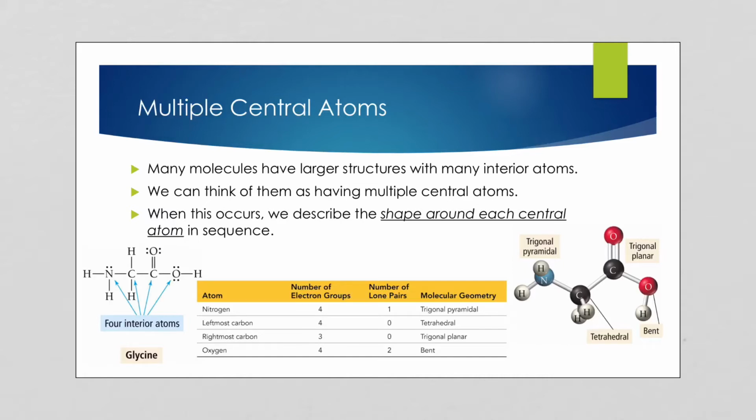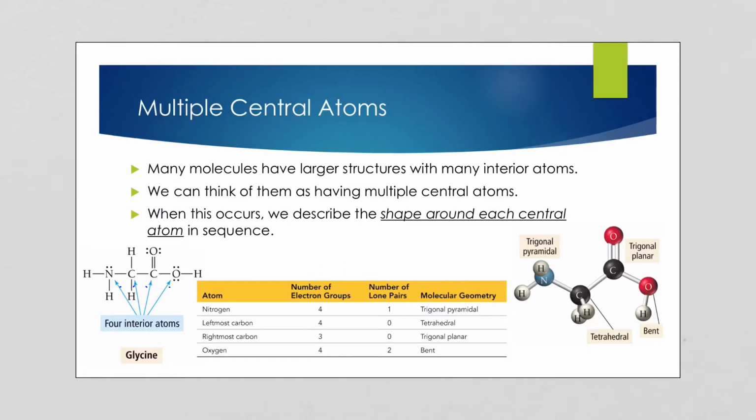So we talked last time about normal structures that we've looked at that have one central atom and are surrounded by some other number of atoms and/or lone pairs. But what if we have larger organic-type molecules that have multiple central atoms, right? So if we have something like glycine here, you can see that we have 4 central atoms. So how do we come up with a geometry for a molecule like this?